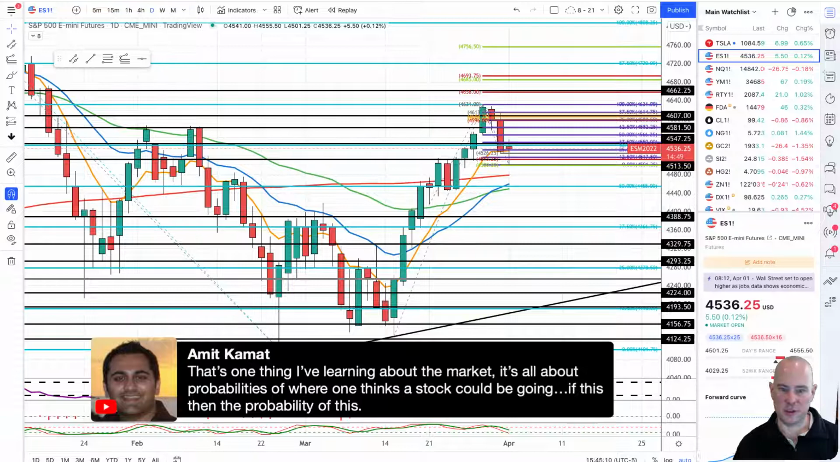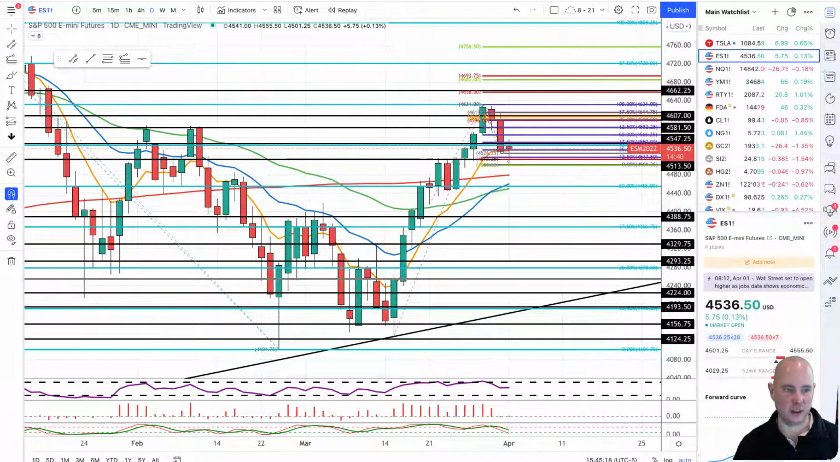There's one thing I've learned about the market. It's all about probabilities of where one thinks a stock could be going. If this, then the probability is this. Yes, it's all in terms of probabilities, and it's not where you think. Again, you should have some kind of results based off your entries or testing, and they can vary slightly over time, and they will vary slightly over time.